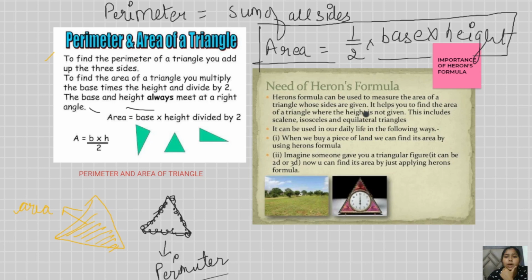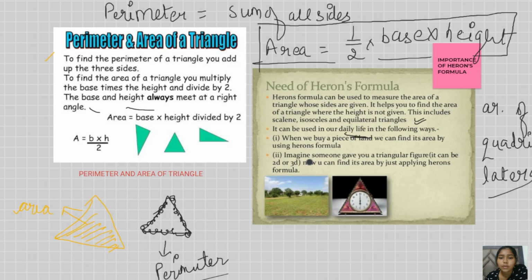Basically, the first need, I already told you that Heron's formula is used to calculate the area of triangles, be it equilateral, isosceles or scalene, right? Then it could also be used to find the area of a quadrilateral. Like I told you, the diagonal of a quadrilateral divides it into two triangles. So by calculating the area of the triangles using Heron's formula, you can just add them to get the area of the quadrilateral.